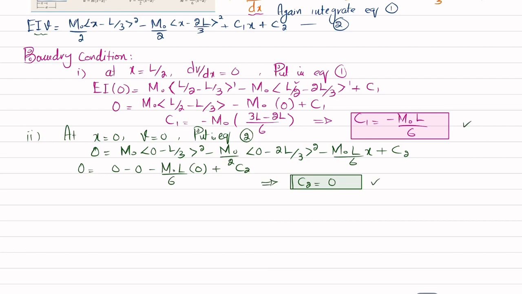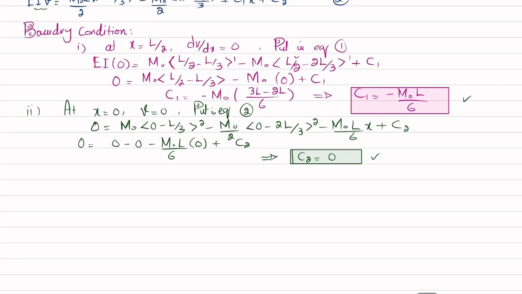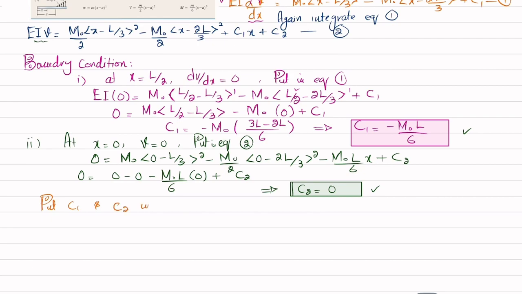So what we have been asked is to find the equation of the elastic curve. So what we will do is that we put C1 and C2 in equation number 2. So when you put it, you will get EI into v is equal to M₀/2 into (x − L/3)² minus M₀/2 into (x − 2L/3)².